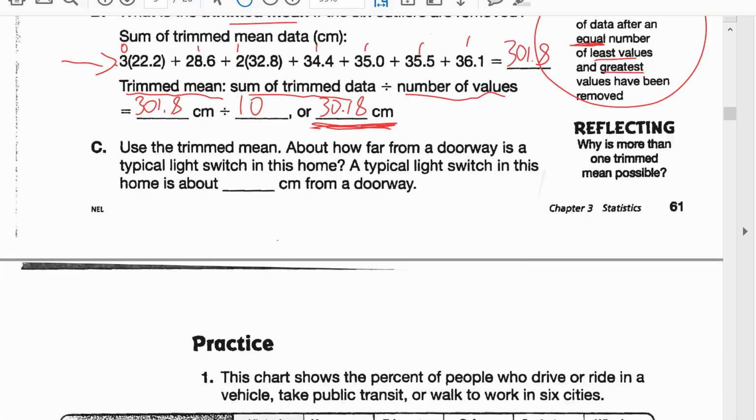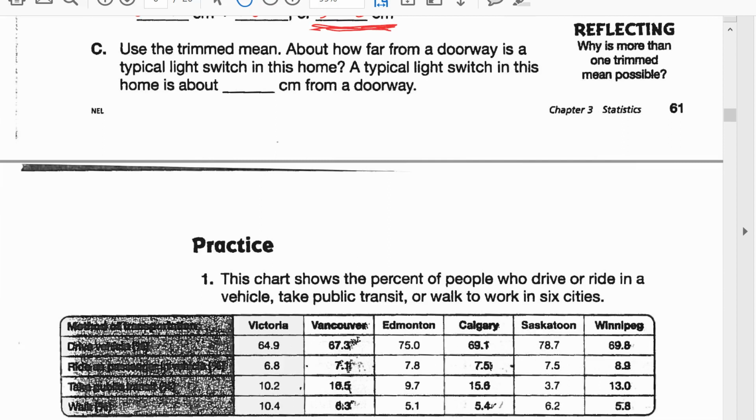So you can see, compared to the trimmed data, the outliers are totally different, right? Okay, use a trimmed mean. About how far from a doorway is a typical light switch? A typical light switch in the home is about 30 centimeters from a doorway, which makes sense.